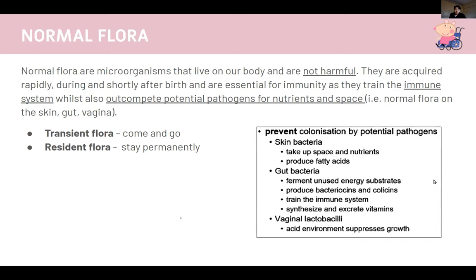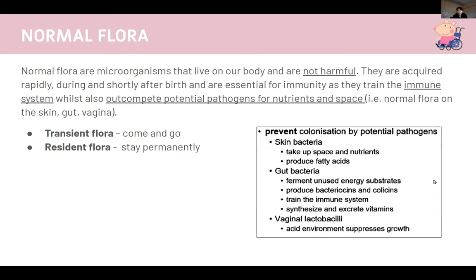So move on to normal flora now. So what are normal flora? They're basically microorganisms that live on our body and they're not harmful. And so they are acquired rapidly and shortly after birth, and they're really important for our immunity as well. So firstly, they help train the immune system, and also they act as competitors against potential pathogens. They can compete against pathogens for nutrients and space, which makes it more difficult for potential pathogens to proliferate. And we can classify normal flora into two types: transient, so meaning they come and go, and resident flora, they basically stay permanently.